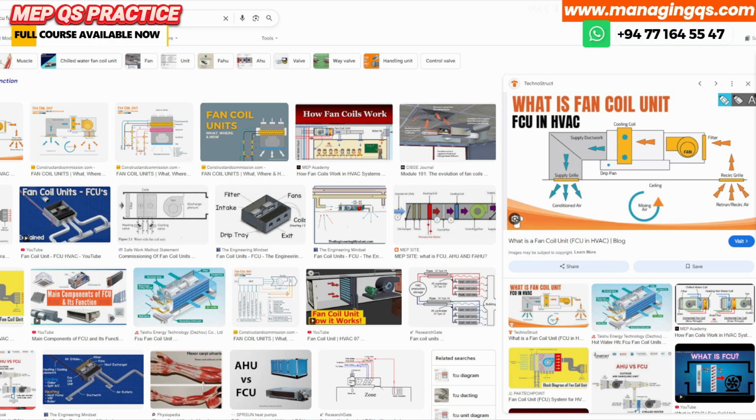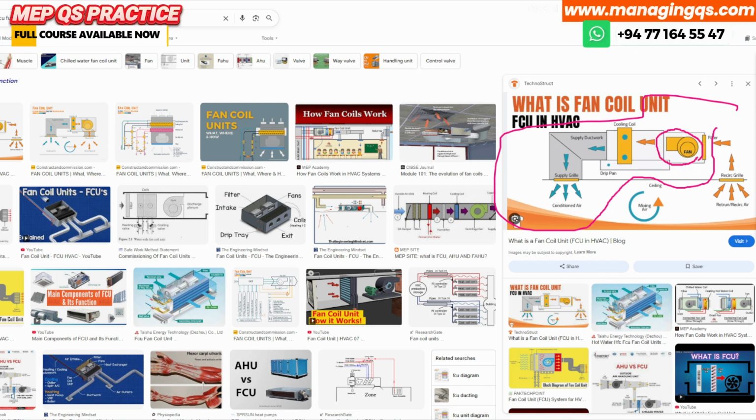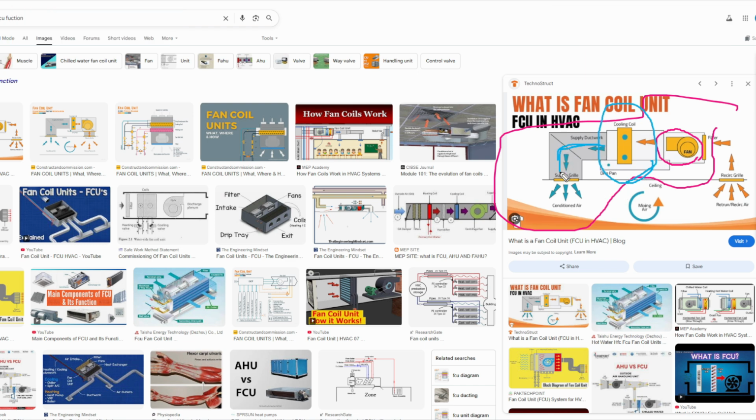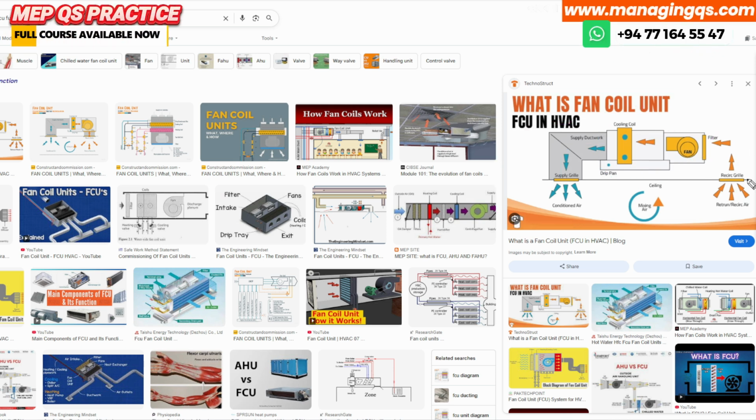This one is the FCU. The real function: there's a high speed fan available inside the FCU, and another item, the cooling coil. The cooling coil is directly connected with the supply duct. So what is the function behind this FCU? That's the question we need to answer before starting any other quantity takeoff for the ductwork.